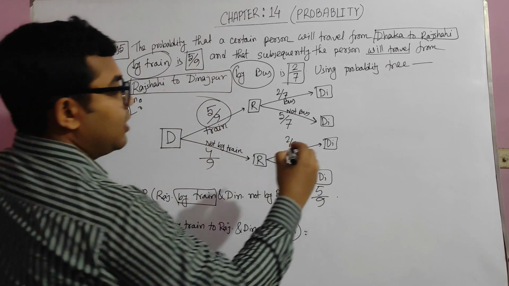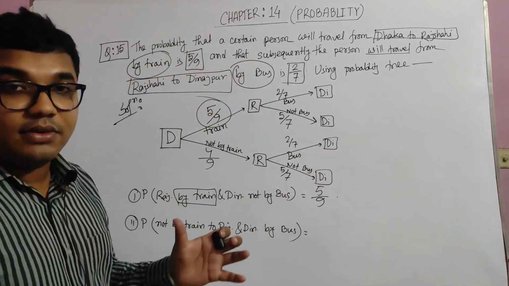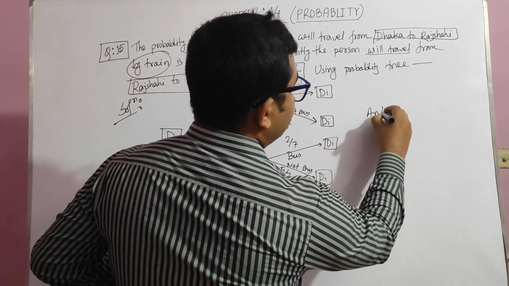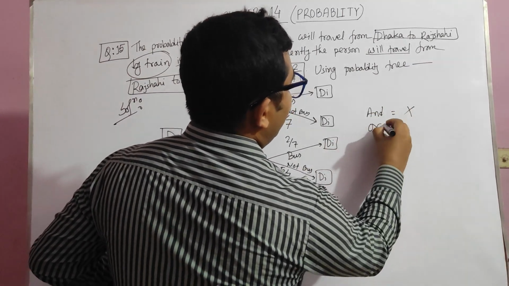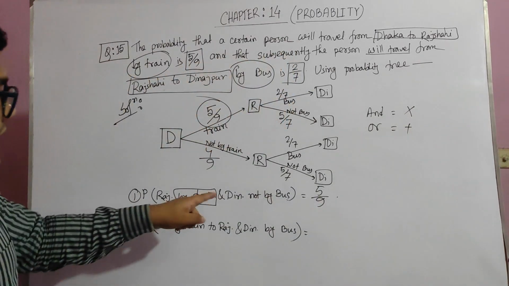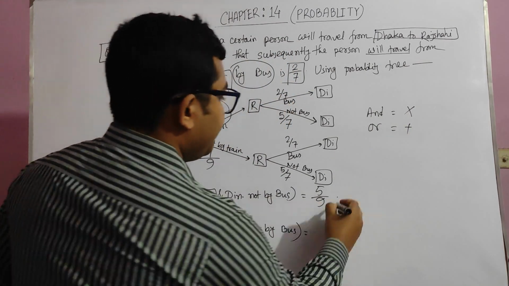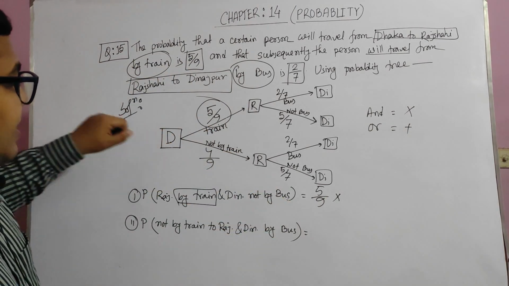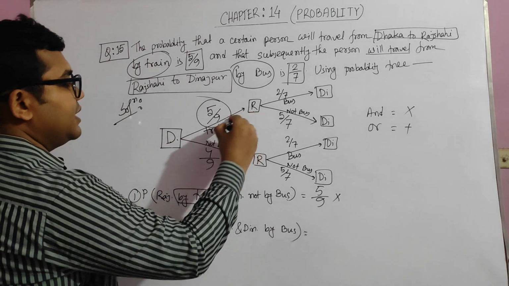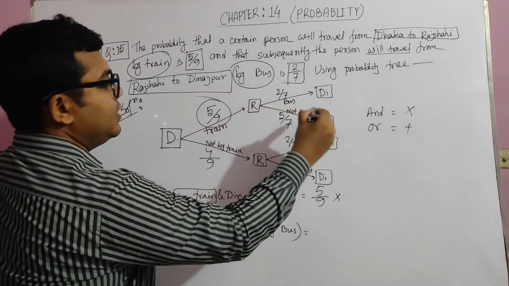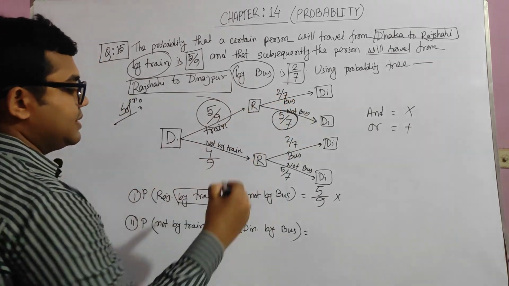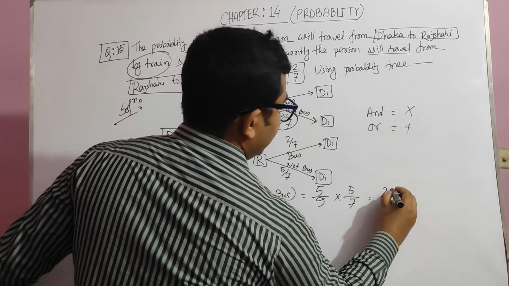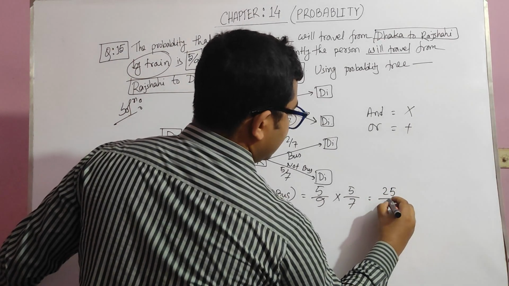In our basic lecture we discussed that when there is and, there will be multiply, and when there is or, that is plus. So here is and, that's why it should be multiplied with Dinajpur not by bus. Here by train Dhaka to Rajshahi, and here from Rajshahi to Dinajpur not by bus. That means 5 by 7, and multiplying, it will be 25 by 63.